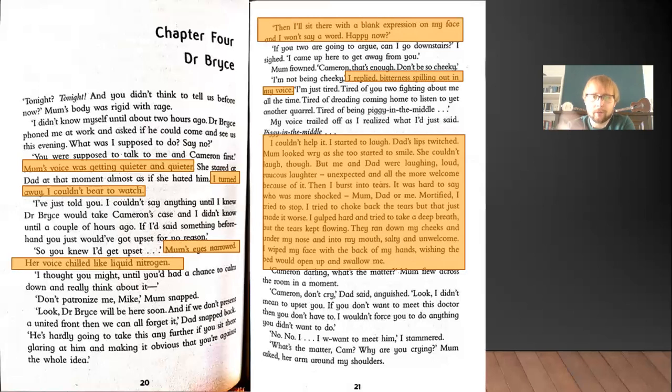So pause the video here, read over this large orange section that I've just highlighted, pick out key bits and tell me how you think, or what you think actually, the author is showing you there. How's Cameron feeling, or how's Dad feeling in this section? I think this is a really powerful bit in the story actually. So how are the characters feeling and how is the author showing you that?